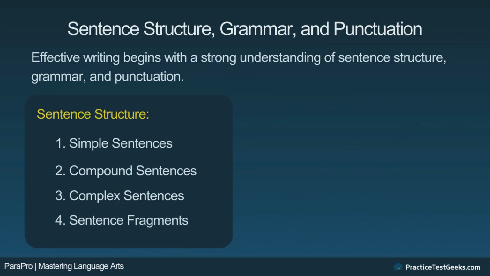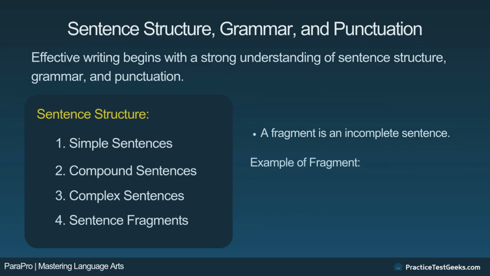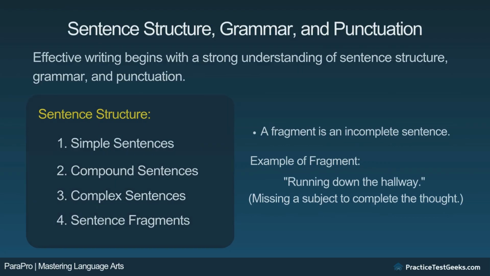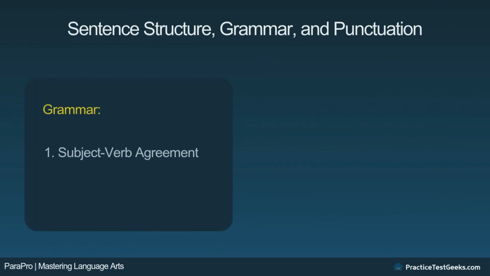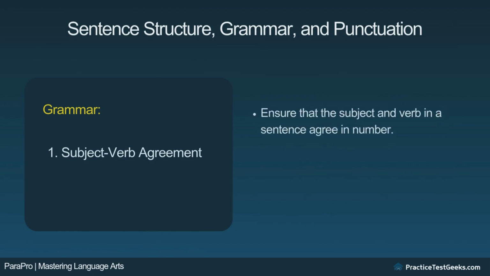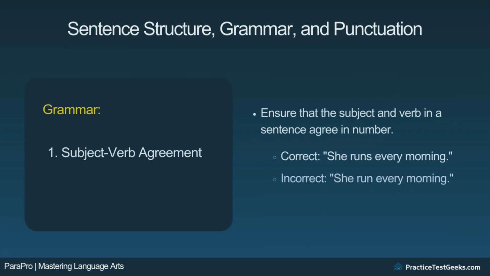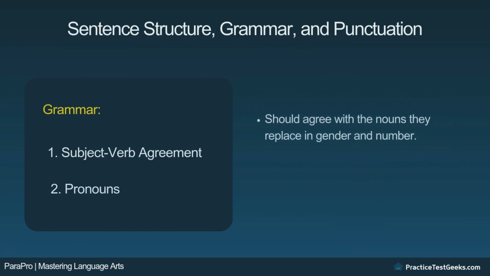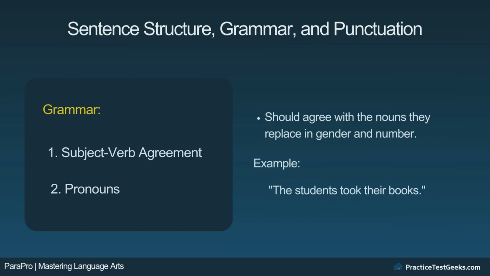4. Sentence fragments. A fragment is an incomplete sentence. It may be missing a subject, predicate, or both. Example of fragment: running down the hallway, missing a subject to complete the thought. Grammar. 1. Subject-verb agreement. Ensure that the subject and verb in a sentence agree in number, singular or plural. Correct: she runs every morning. Incorrect: she run every morning. 2. Pronouns. Pronouns should agree with the nouns they replace in gender and number. Example: the students took their books.